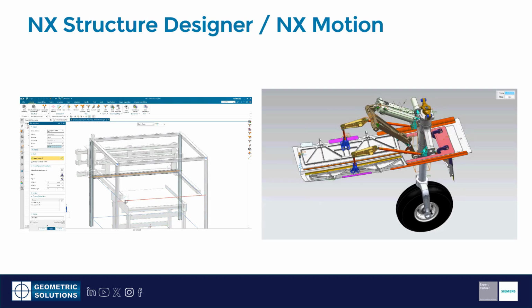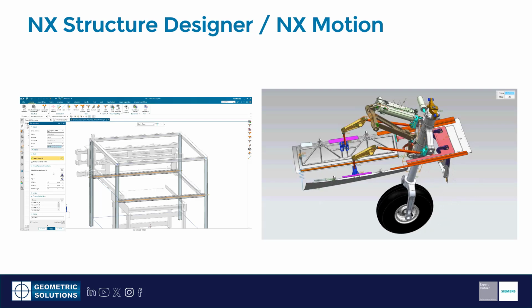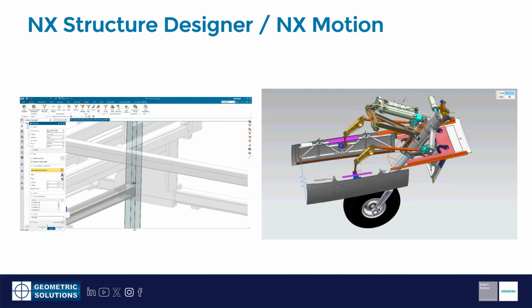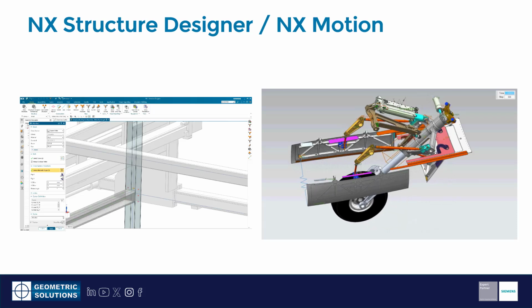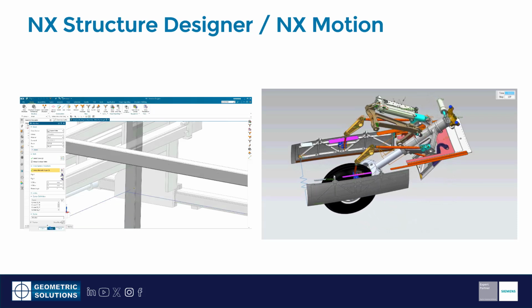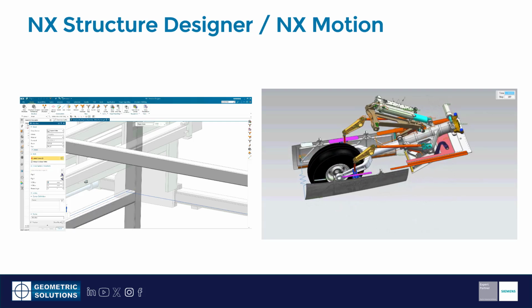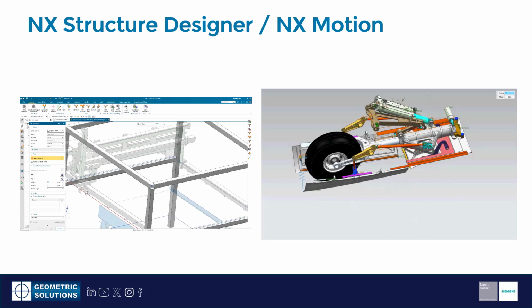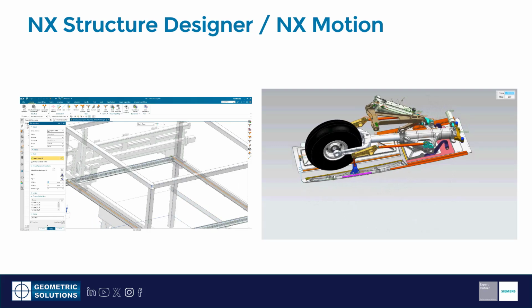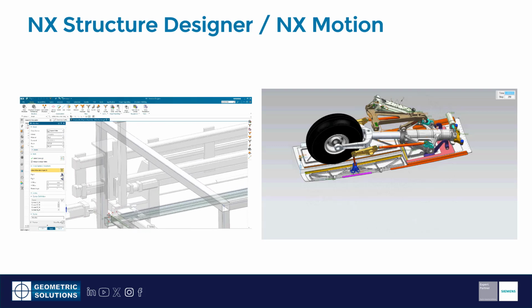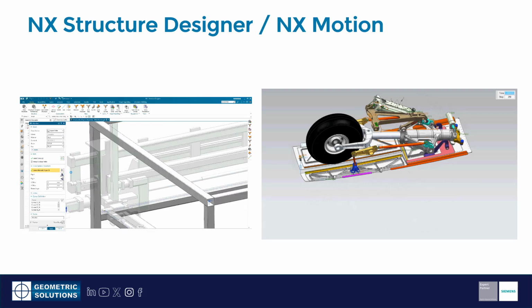And then on the right, we have NX Motion. Here we've got some landing gear. This has to be dead on. It has to be right. And so with NX Motion, we're able to test the kinematics to make sure every piece is going to move exactly as desired. When it comes to landing gear on an airplane, it can't be close. It's got to be dead on.